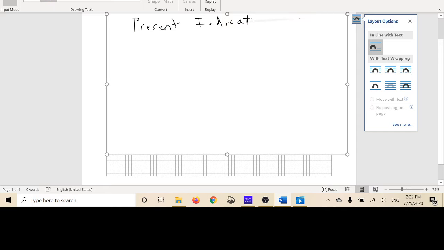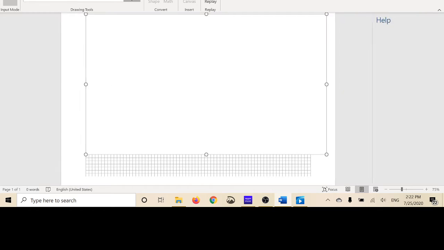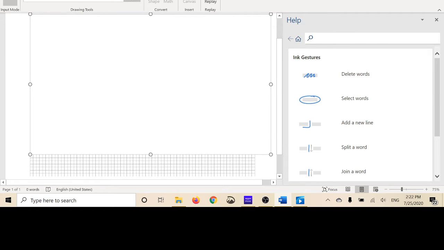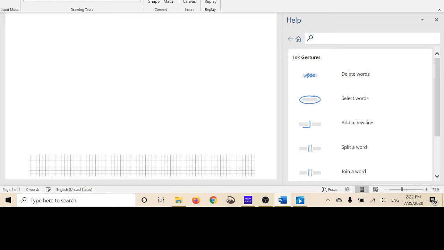Okay, let's try this again. I just kind of want this to be full screen, but it's not going to let me do that. So, what's this option? Draw. What does this do? Doesn't do anything. Select words. I see. Okay, well, we don't need that.